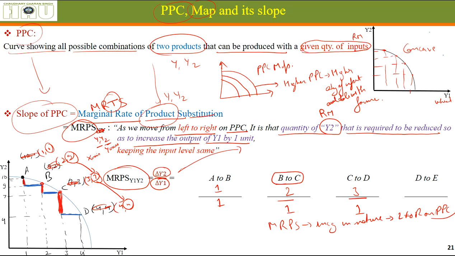So this can also be written as units of replaced product divided by units of added product. Okay, as you can see, this has been increasing in nature. That means if we try to increase the output of wheat, we'll have to give up more and more quantity of rapeseed and mustard. This is what it means.